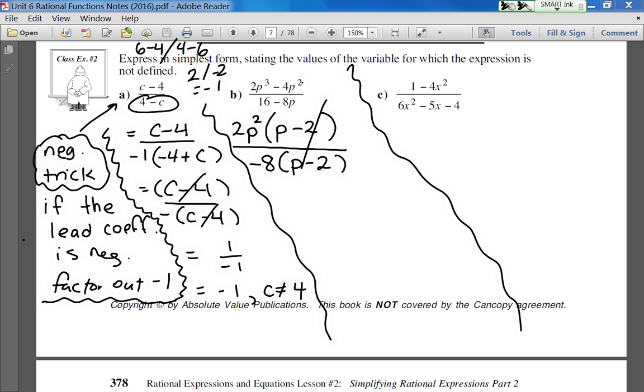Okay, so how is this going to clean up? P squared over 4. Or is there a negative somewhere? Is it okay if it goes here?